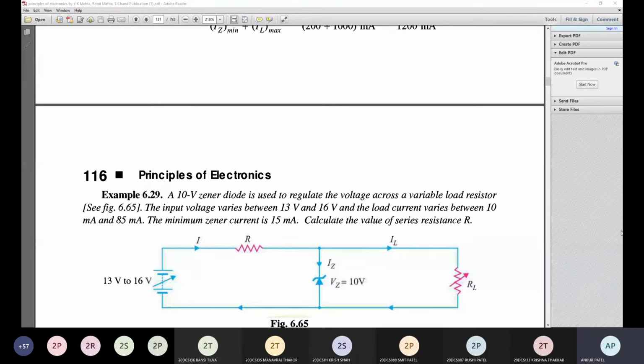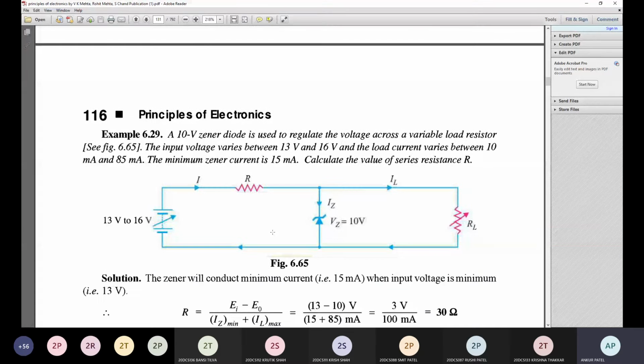Yes, sir. I got 120 ohm. 120 ohm, okay. Anyone getting another answer, or is everyone getting 120 ohm? Okay. So I am showing this solution.